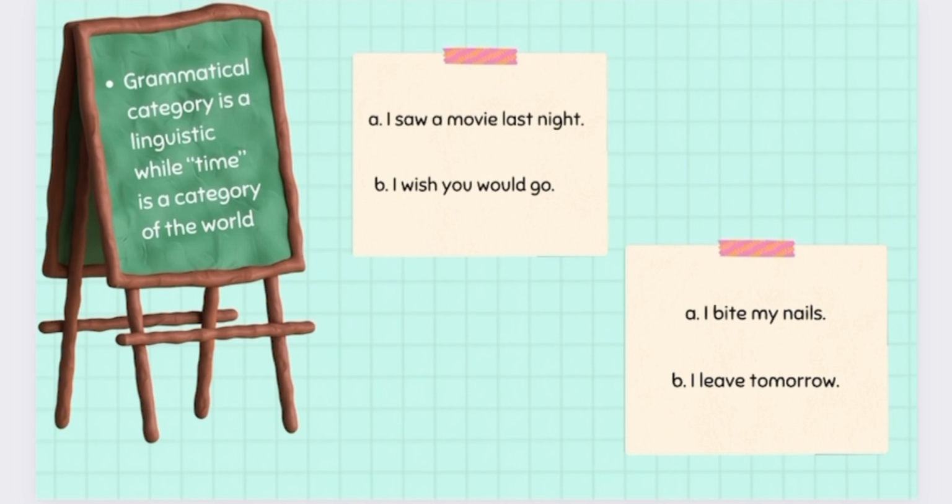Grammatical category is a linguistic category, while time is a category of the world. There are two examples here. A: I saw a movie last night, or B: I wish you would go. We can realize the difference. We see that the past tense expresses past time in A, as is usual, but that it expresses future time in B. A: I bite my nails, or B: I'll leave tomorrow. We see that the present tense expresses a timeless habit in A and a future time in B.